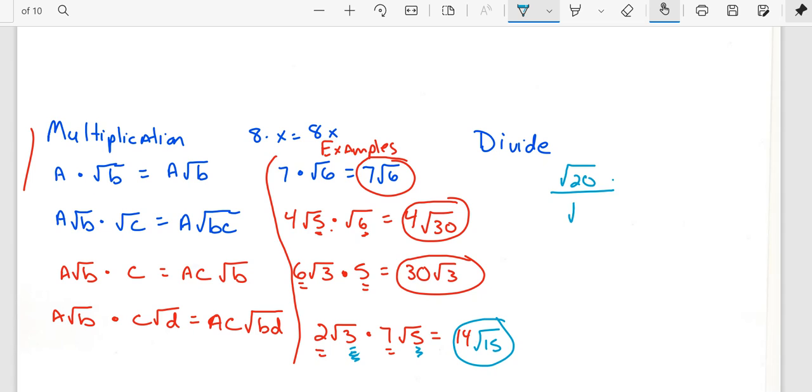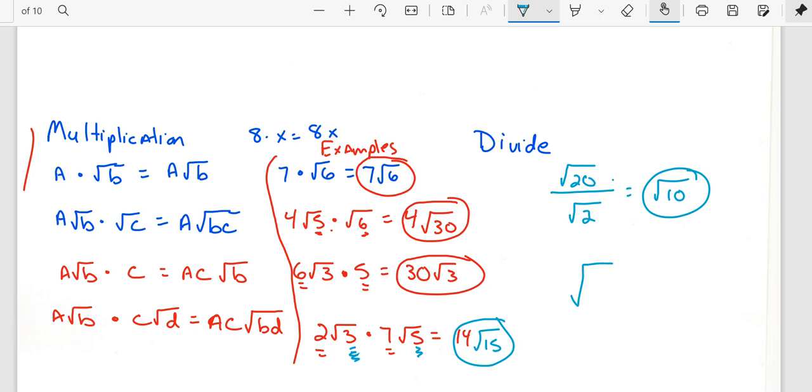If we have the square root of 20 over the square root of 5, actually, let me not pick 5. That would be a different situation. Let's say over the square root of 2. If they're both under the radical like this, then we can go ahead and divide them, just like, if they're both under the radical, we can multiply. Here we can divide these. We're going to end up with the square root of 10. We'll just divide the 20 and the 2.